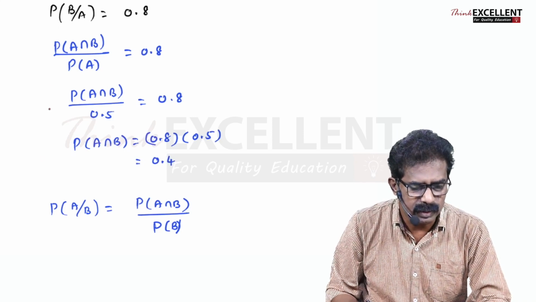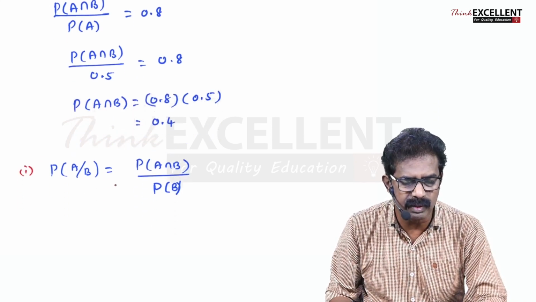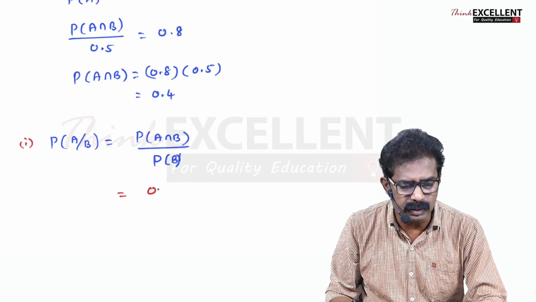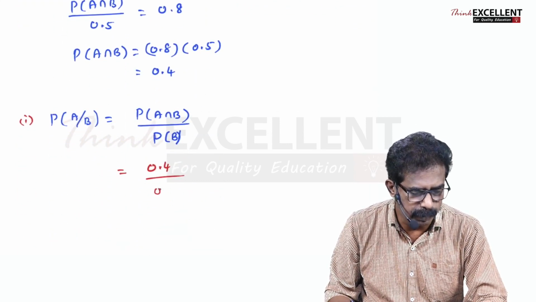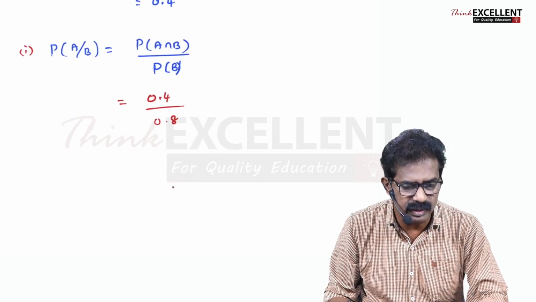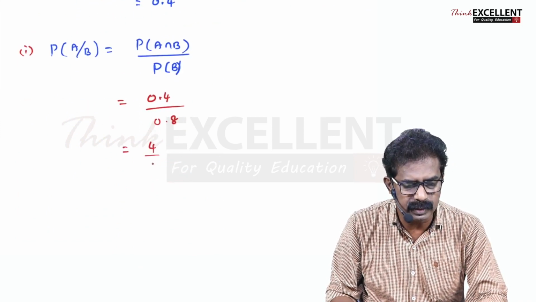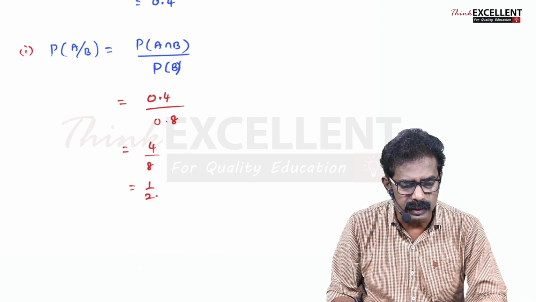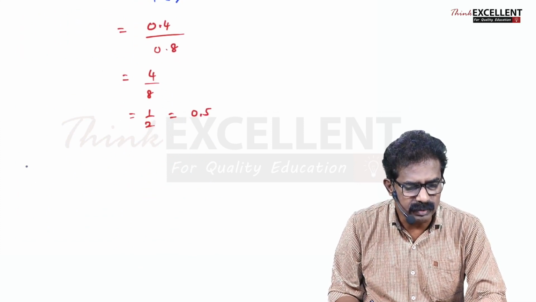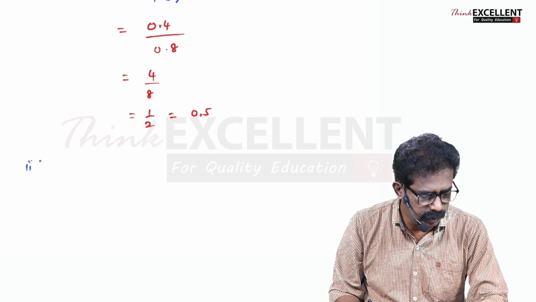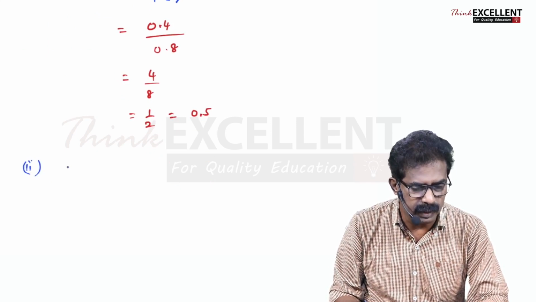Now substitute here, the first subdivision, P of A given B. P of A intersection B, you got it as 0.4, by P of B, given in the question, 0.8. So you can simplify this, shift one digit, 4 by 8. So 1 by 2, it is same as 0.5. Second subdivision, they asked to find P of A union B, right? Second part is P of A union B.